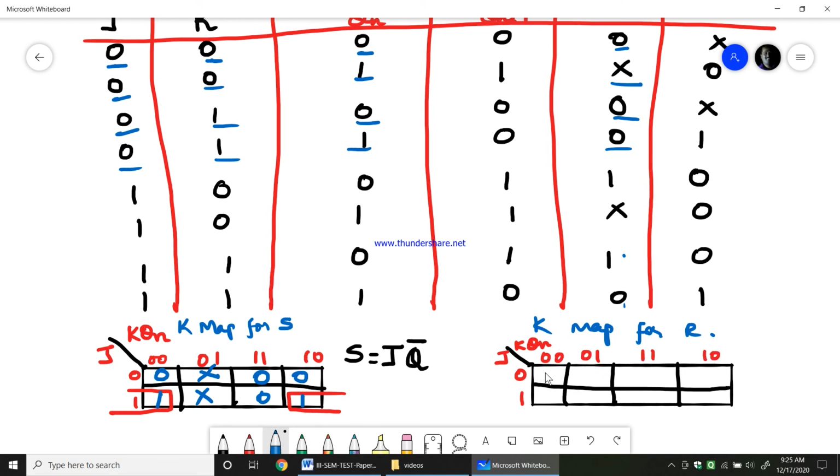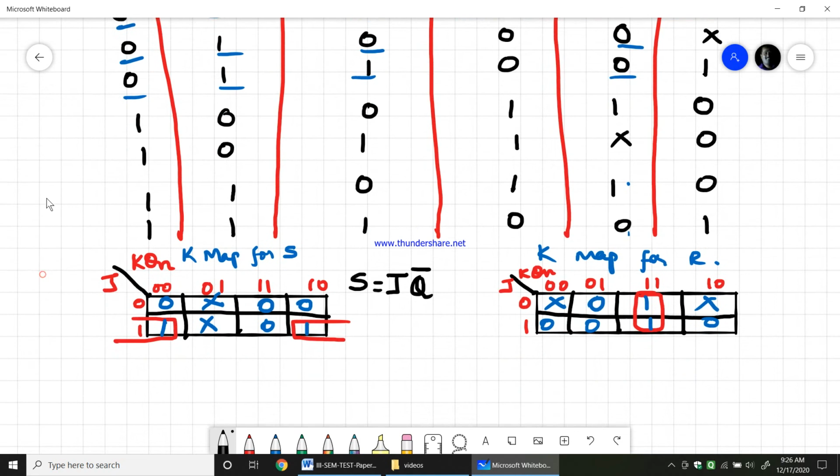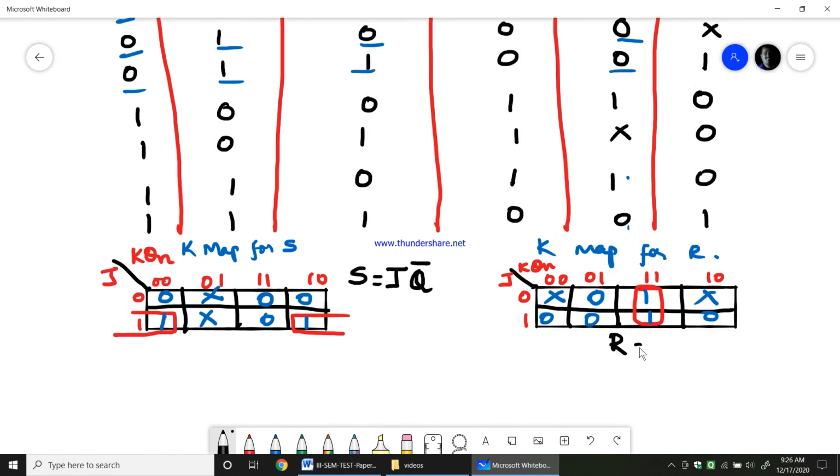So R is X for 0 0 here, then 0, then X 1 0 0 0 1. Now this will allow me to group these two ones. Therefore R equals K into Qn, J will get eliminated. S equals J Q bar, R equals J into K into Qn.